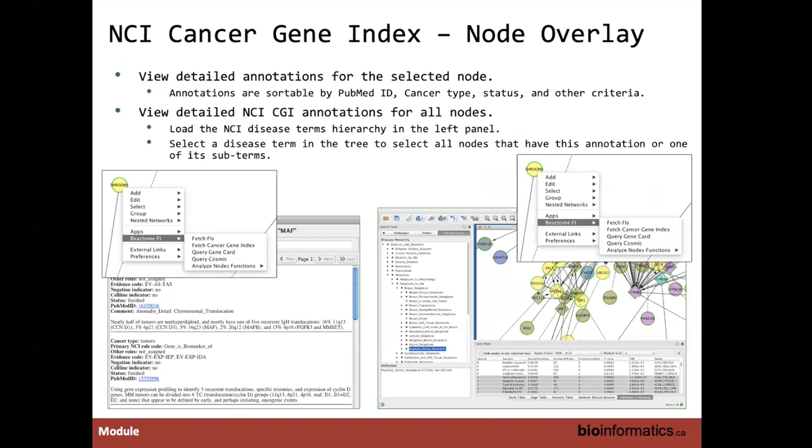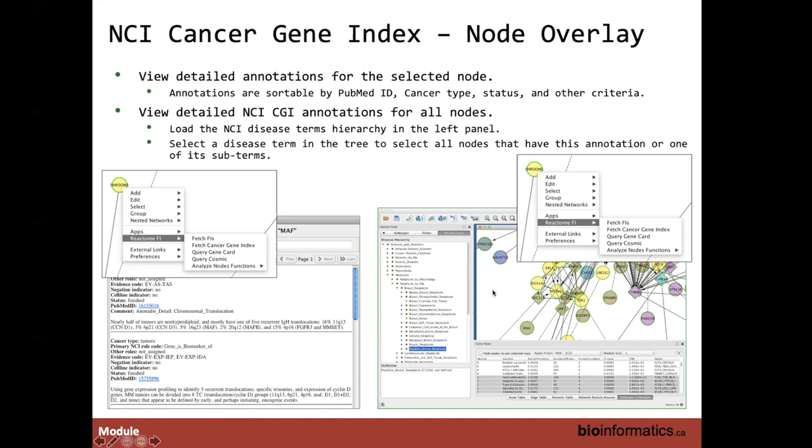Now, the other functions that you can perform on the ReactMFI network are to view detailed annotations for a variety of different data resources for selected nodes, or in some cases across all nodes within the network. So the example here is just the overlay of data from the NCI Cancer Gene Index. You can view at the individual node level. So you can select a node, again right click, present this drop-down menu, select ReactMFIs, and then select Fetch Cancer Gene Index. And you'll see here, just in the background, a list of evidence and annotations associated with this particular gene that can be found within the NCI Cancer Gene Index.